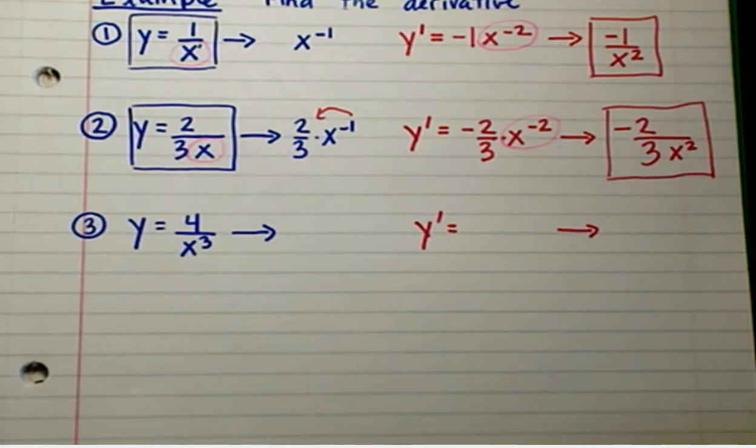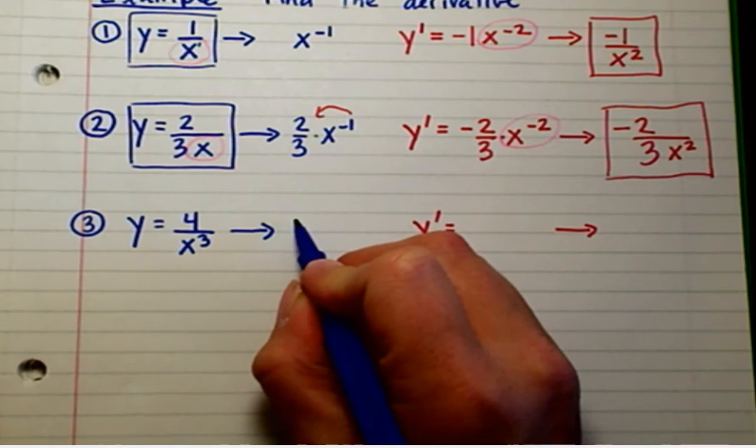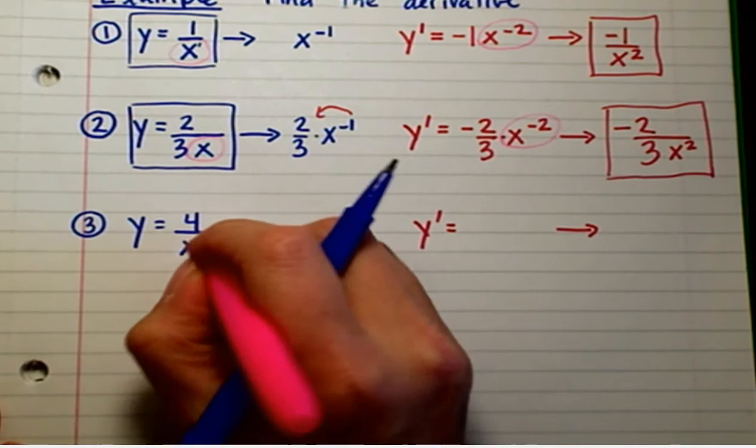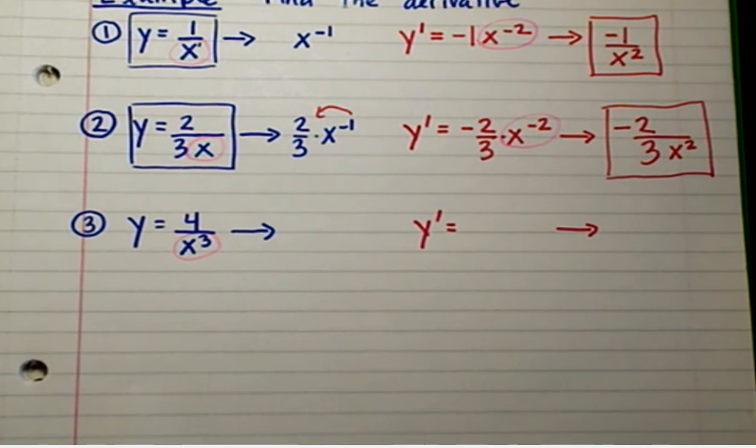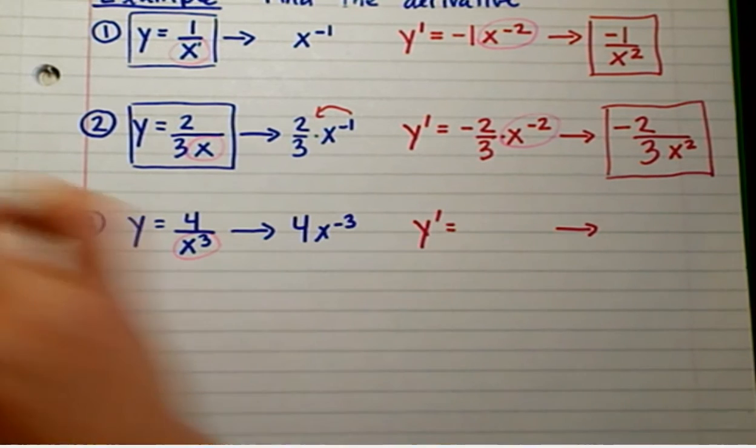All right, this time you guys are going to help me. All right, Pedro, how do I rewrite this into power format? You would bring the x to the top, and then it would go to x to the negative 3. Okay, x to the negative 3, yes.